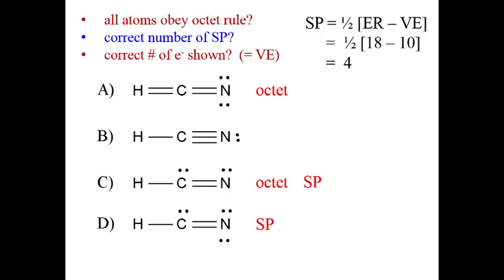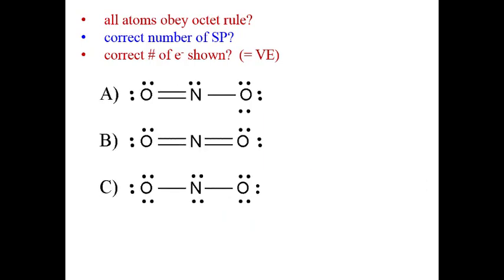What about the total number of electrons shown? VE is 10 in this case. B and C show 10 electrons, but A and D show 12. Thus, A and D are not good quality structures by the valence electron rule. What you see here is that if there's one thing wrong about a structure, there is usually more than one thing wrong.